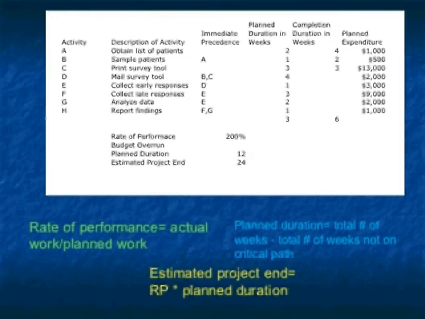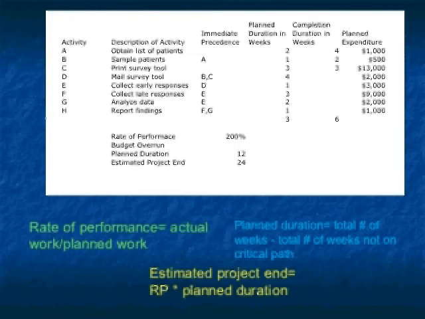Using this information, we can also determine the planned duration of the project. The equation for planned duration can be seen in blue. To solve this equation, we will sum the column entitled Planned Duration in weeks. In this case, it equals 17. Next, we will sum the planned duration of the weeks not in the critical path, which are Print Survey Tool and Analyze Data. The summation of these activities is 5, so the planned duration equals 12 weeks.